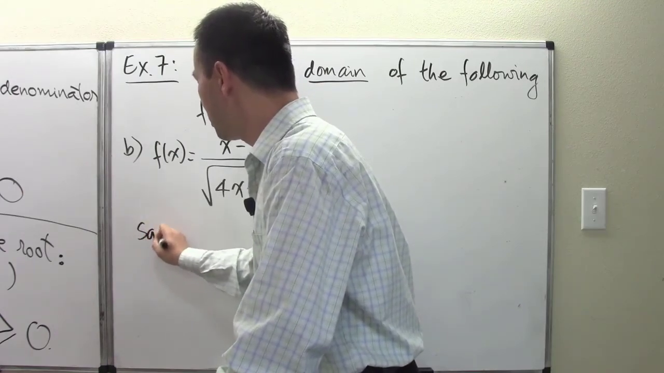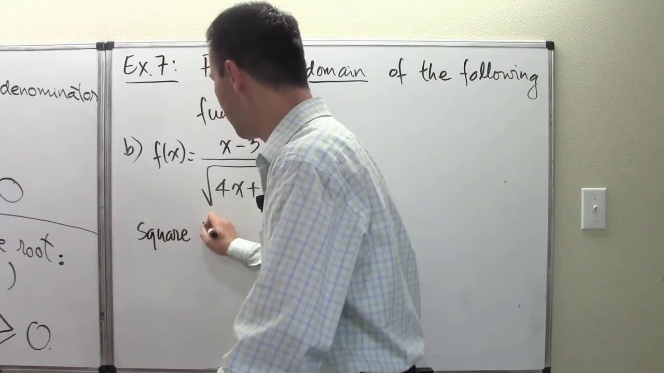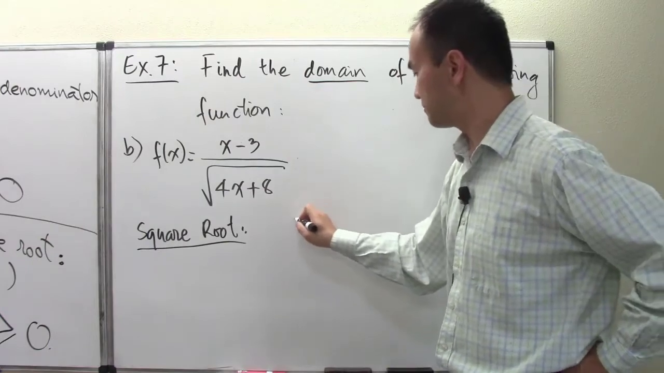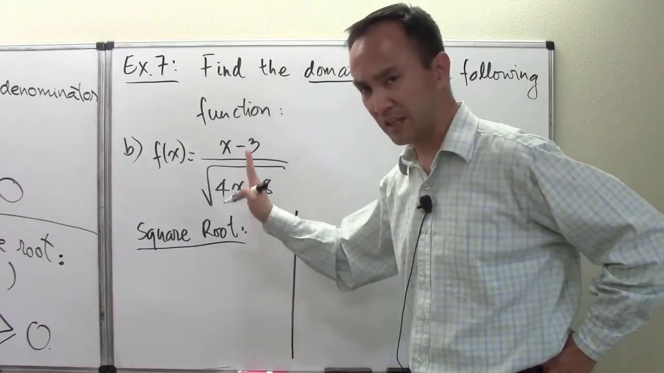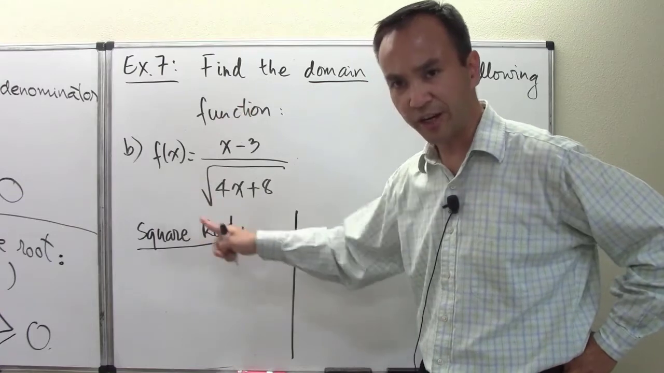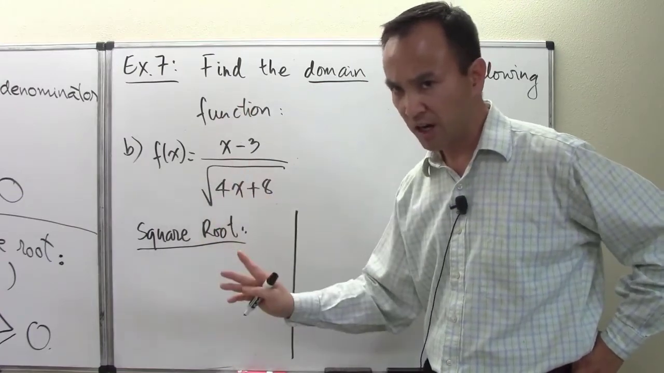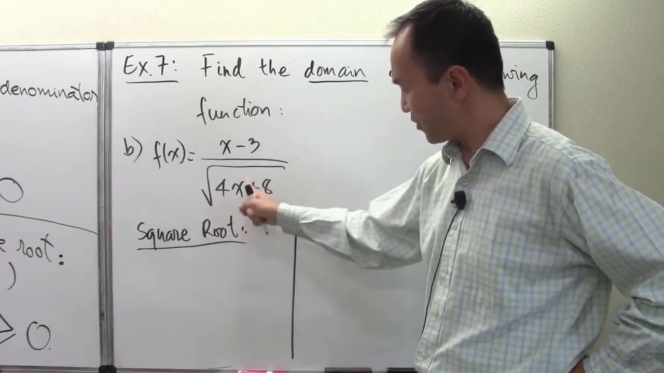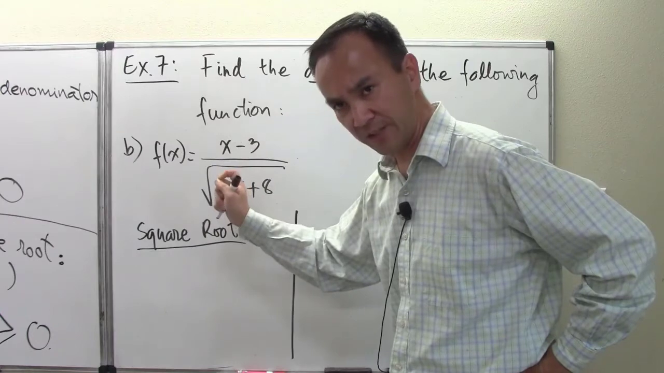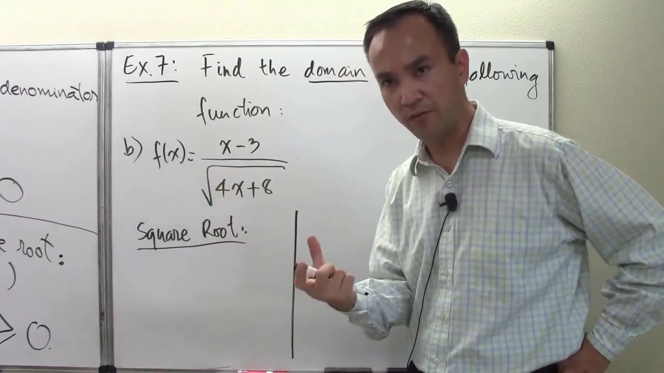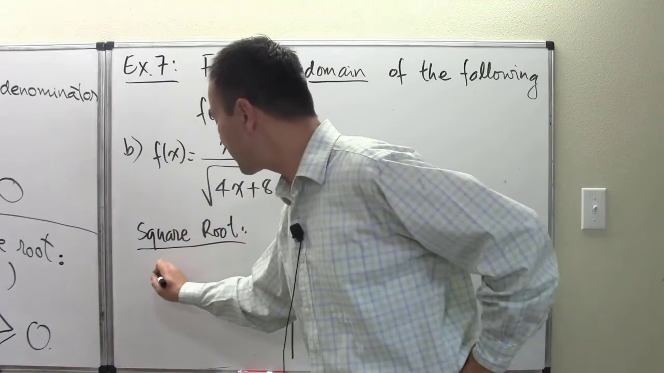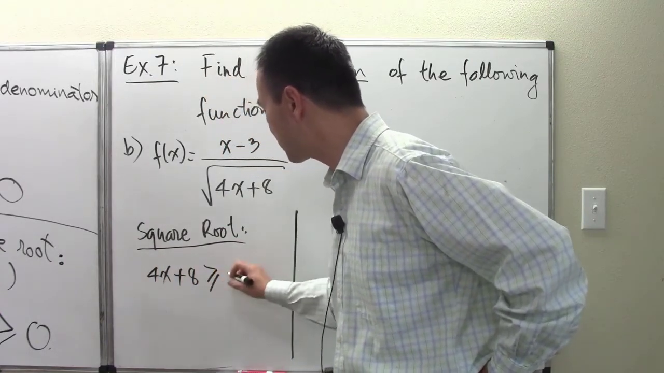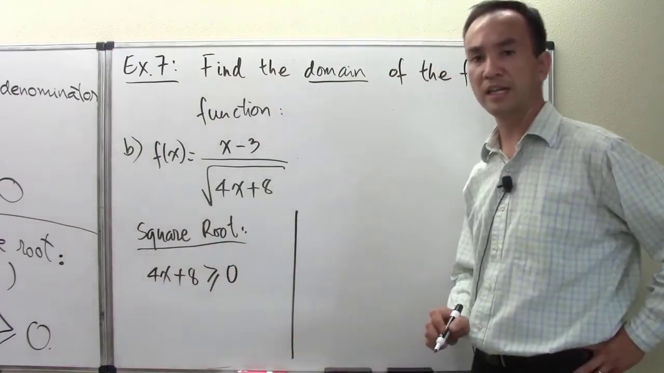Usually the order doesn't matter, but let me handle the square root requirements first, because it's easier. Even if you're working independently and you start out with the denominator, it wouldn't hurt either. So for now, for the square root, all I need is to make sure that 4x plus 8 has to be greater than or equal to 0. That's the one thing I need to ensure.